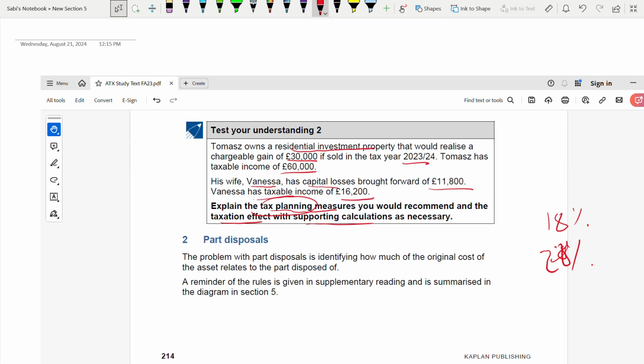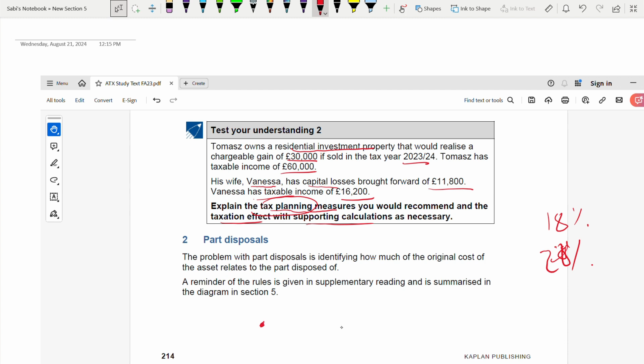If you see, Thomas is a higher rate taxpayer who does not have a capital loss. But Vanessa, on the other hand, has capital losses brought forward and her taxable income is just 16,200, which is at the basic rate. So here, one planning is to utilize the unused basic rate band and to utilize the capital losses brought forward. These are the two tax planning points you can get. First, the recommendations. Explain means you have to write; I will just tell you the points.